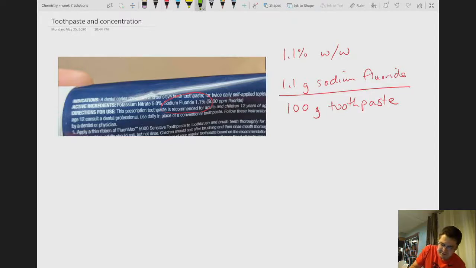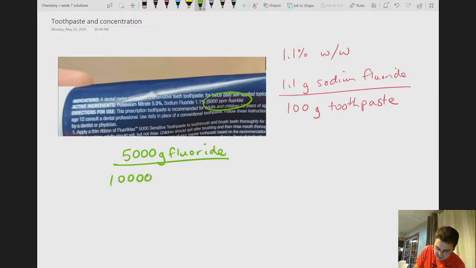You'll also notice that they listed just the fluoride concentration, and they used ppm. They said it's 5,000 ppm fluoride, and what that means is 5,000 parts, and that parts could be maybe grams of fluoride out of a million grams of toothpaste.